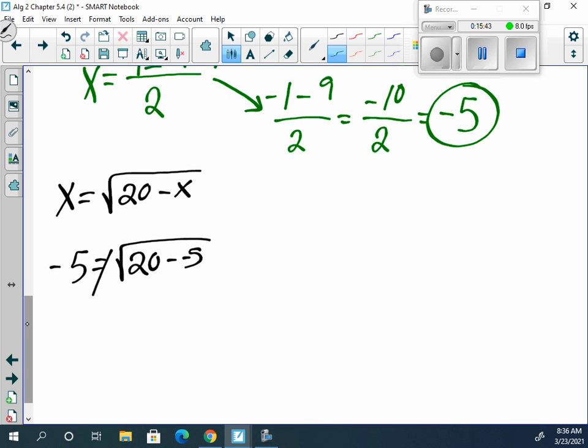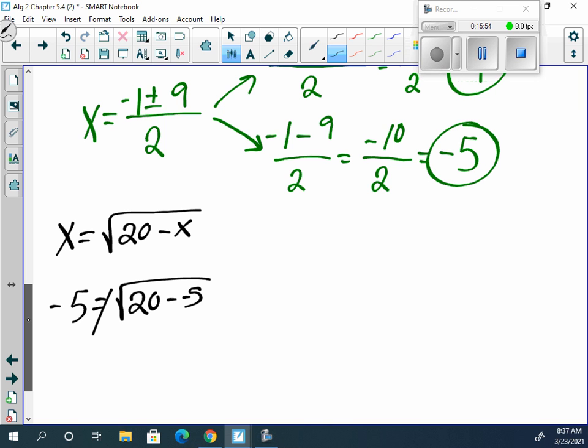Will this always be the case? Well, no. We can set up some equations where the negative number will work. It will give us a true answer. Where a negative x can be a negative value? Well, yes. So you'll still need to check it.